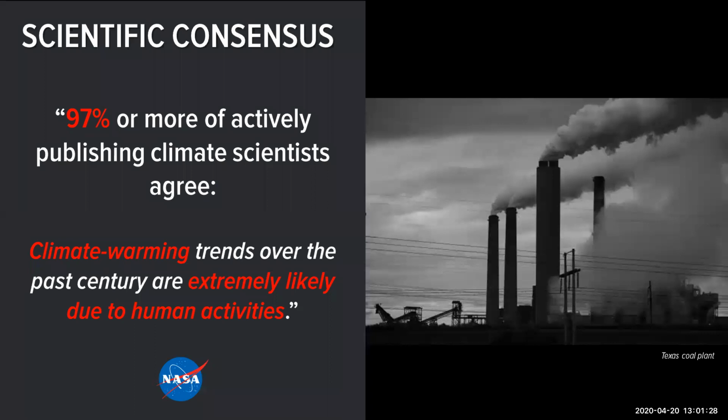So that poll referenced the scientific consensus. For those of you who have heard people say that they're not sure climate science is real because there is no scientific consensus, it's not true. Multiple studies published in peer-reviewed scientific journals show that 97% or more of actively publishing climate scientists agree that climate warming trends over the past century are extremely likely due to human activities. Our scientific community is telling us our planet is on fire. What we do today will determine the future of the next generations to come.